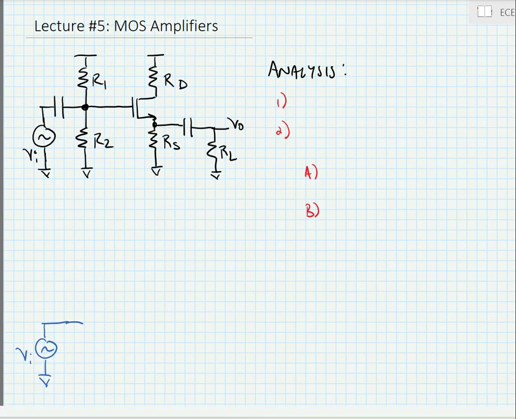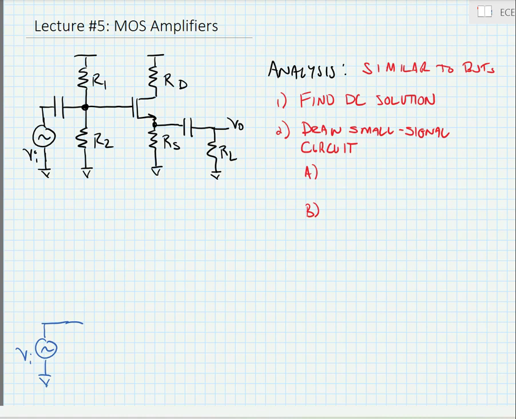All right, today we're going to look at the analysis of MOS amplifiers. And it's important to note that these are similar to BJT amplifiers in terms of how the analysis is done. First, we're going to find a DC solution. Next, we're going to draw the small signal circuit.